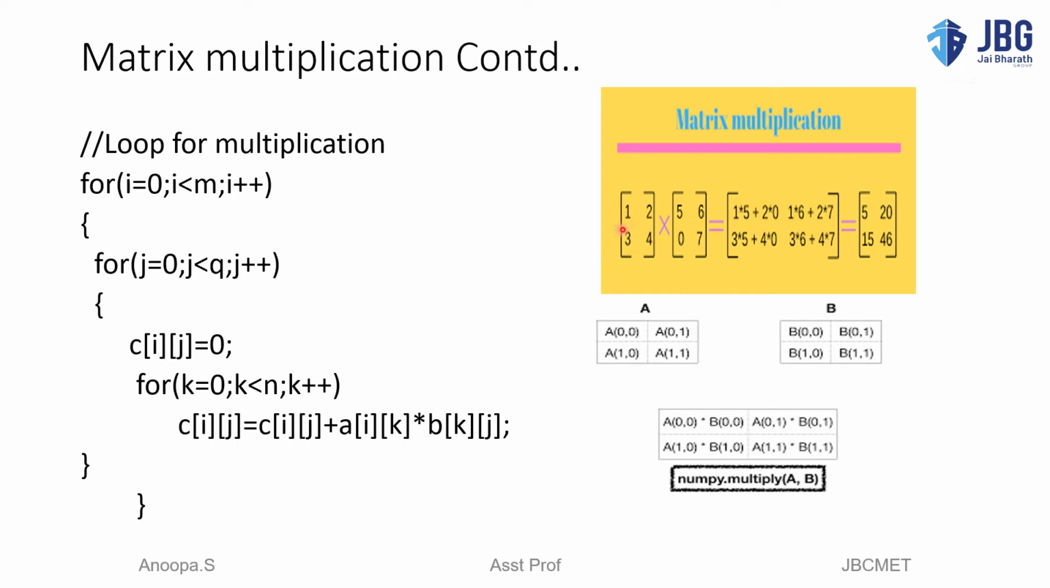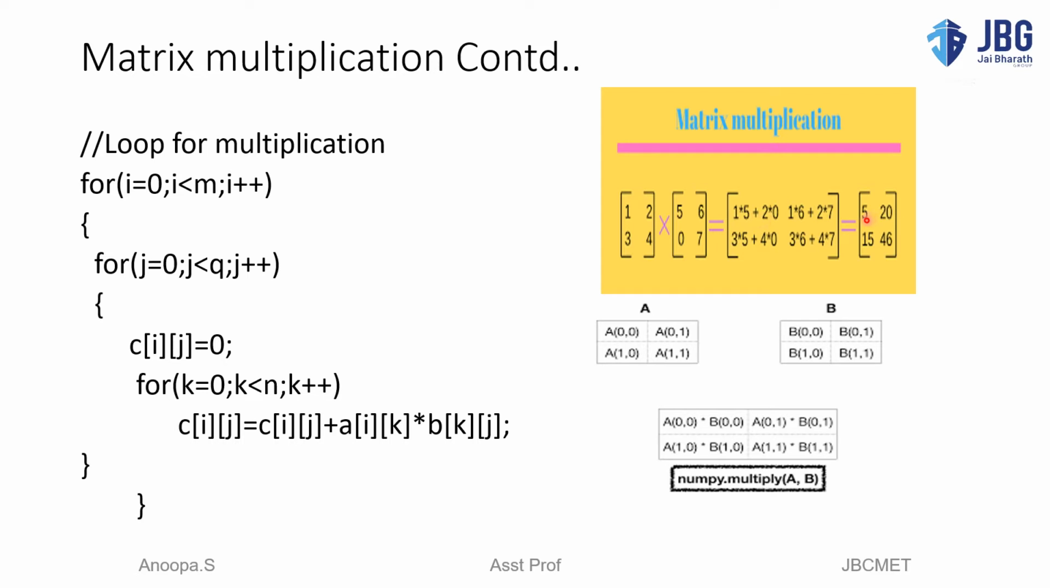Now I have a matrix 1, 2, 3, 4 and a second matrix 5, 6, 0, 7. How will we perform the matrix multiplication? We will do first row into first column and first row into second column, right? So how will we perform first row into first column? This element into this element plus this element into this element. It's 1 into 5 plus 2 into 0. This is the first element.